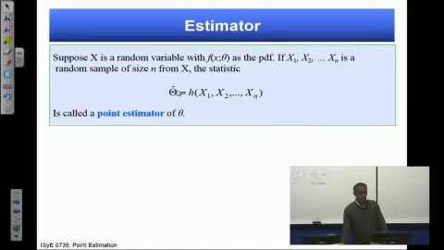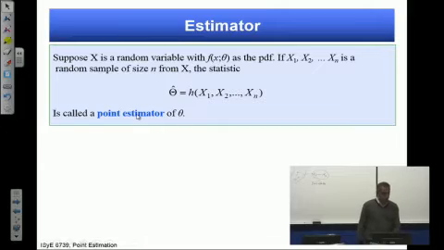So usually what we do, we show the estimator with a hat. So theta hat is the estimator for theta. This is called a point estimator. Why do we call it a point estimator? Because it gives you just one number for one parameter. It's a point estimator as opposed to an interval estimator that you will learn later.